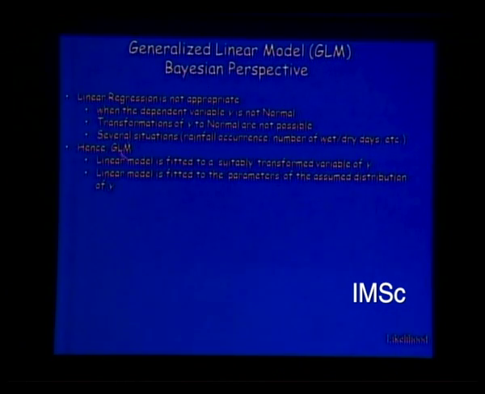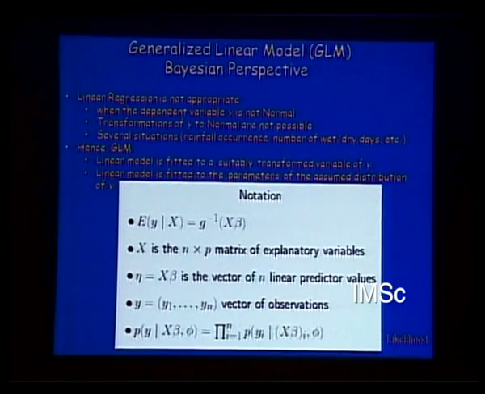Okay? And that leads us to the GLM, or generalized linear model, which is a much more general approach. So, some notation here. X is, like before, your explanatory variables, or covariates, or predictors. Y is a set of observations, and then this is simply the likelihood.